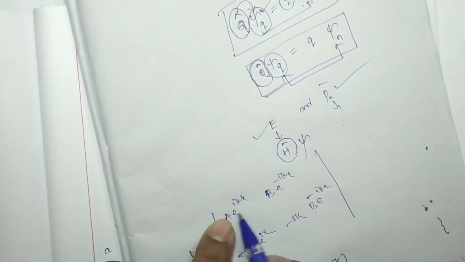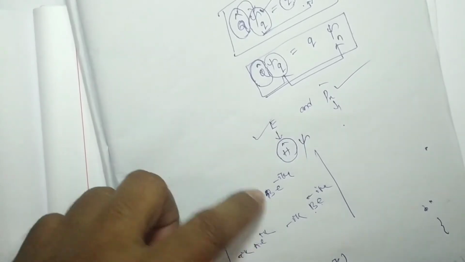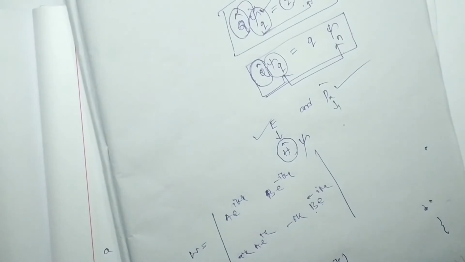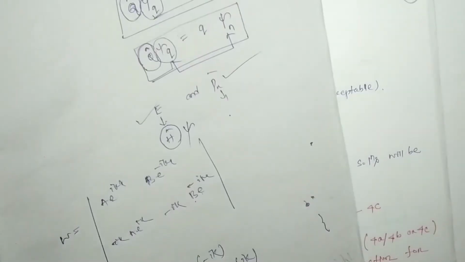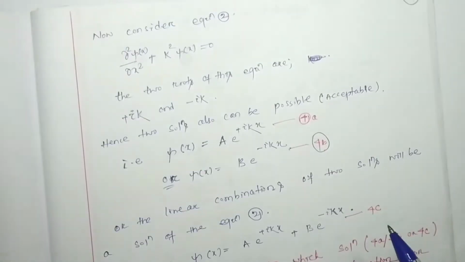If I multiply, this will be e to the ikx into e to the minus ikx, which will be e to the 0, leave it. Minus, this will be a into b plus ik, right? So it will be how much? Minus 2ik into ab, which is not equal to 0. So if the Wronskian is not equal to 0, then both the solutions are linearly independent.